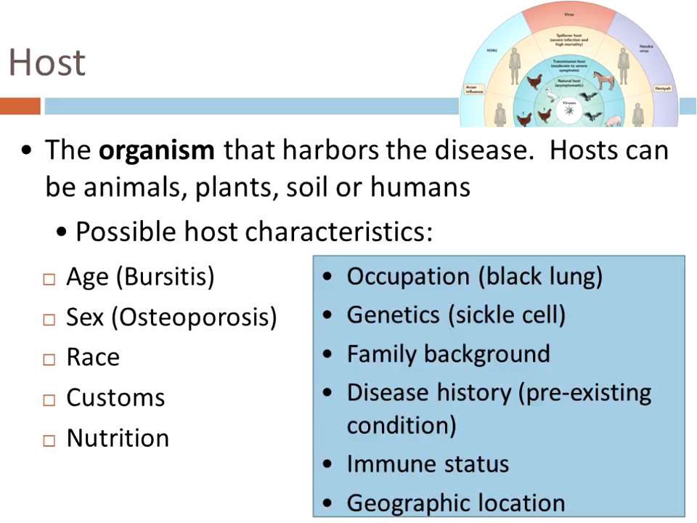African Americans develop sickle cell anemia, which Caucasian people do not. Certain customs, such as with the transmission of Ebola. We found out that it was the custom in which they deal with the dead bodies, which proliferated that disease. And then we have other possible host characteristics, such as your occupation. Coal miners develop black lung disease. Whether there's a family history of pre-existing diseases, if you're in a geographical region, or depending on the strength of your immune system.